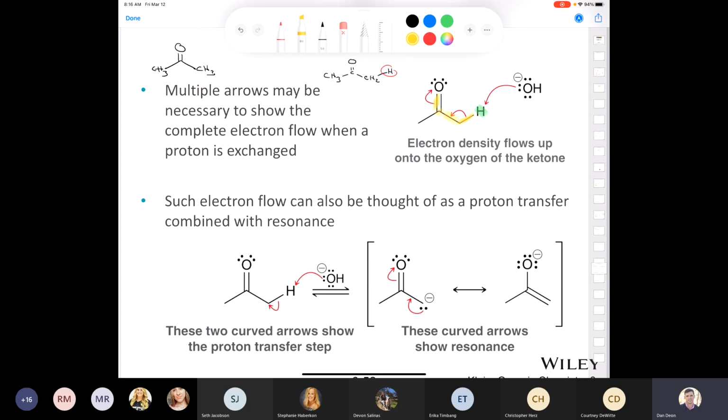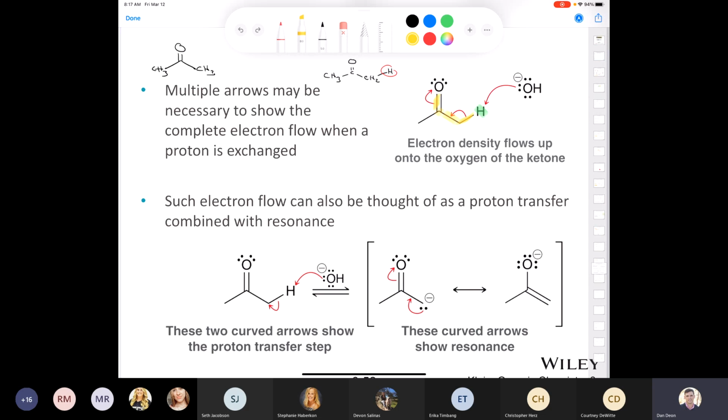And then we're going to end up with a pair of electrons, an extra pair of electrons on the oxygen. Now you might think that's a lot of curved arrows, Mr. Dion. Is there a simpler way to do it? Well, you could consider this proton transfer to be thought of as a proton transfer combined with a resonance.